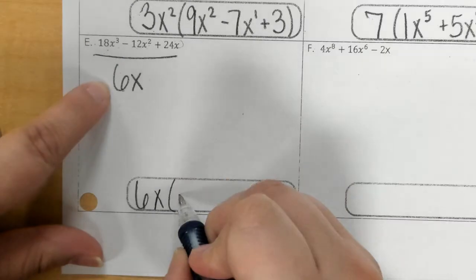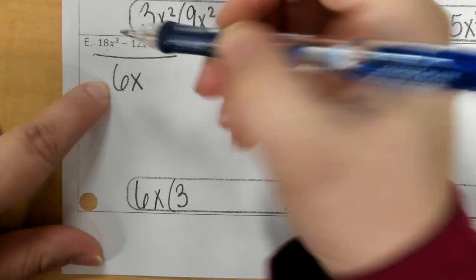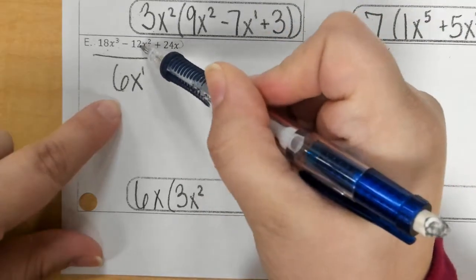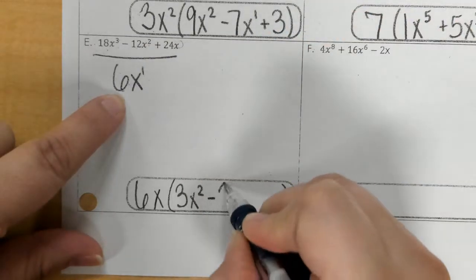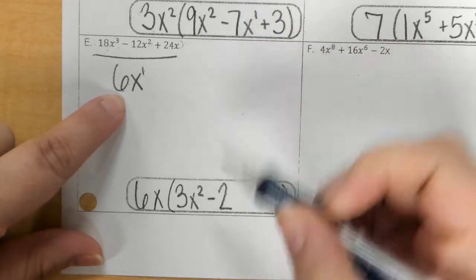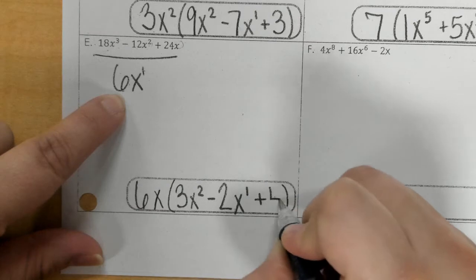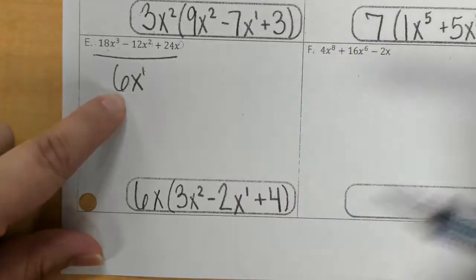18 divided by 6. 3 minus 1. Negative 12 divided by 6. 2 minus 1. 24 divided by 6. And then 1 minus 1 is 0, so we don't write that down.